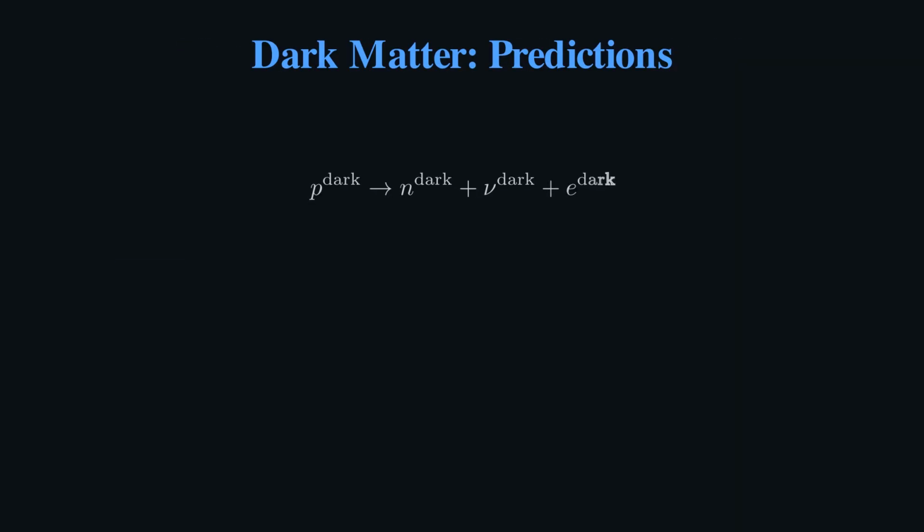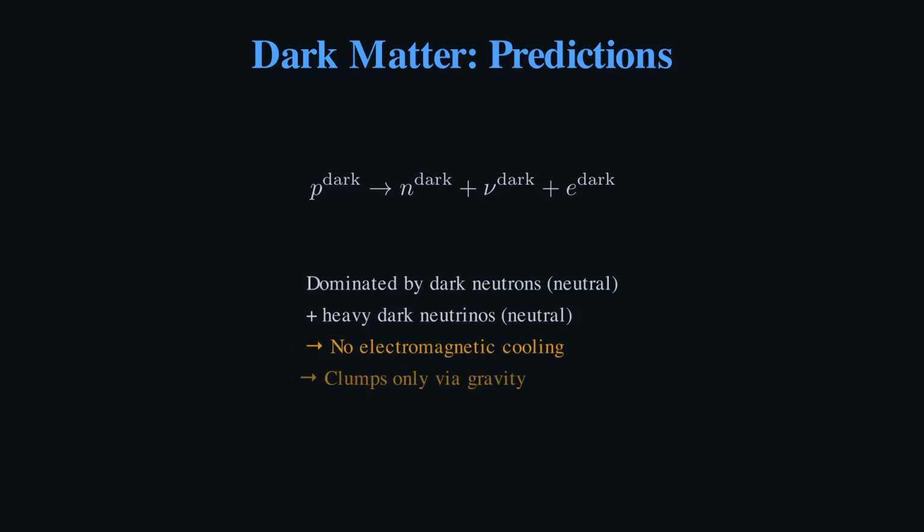Because the dark proton is heavier, it decays via beta-type processes into a dark neutron, a heavy dark neutrino, and a light dark positron. The dark relic is dominated by neutral particles, dark neutrons, and heavy dark neutrinos. They can't radiate electromagnetically, so structure formation proceeds only through gravity. This is exactly the behavior we observe for dark matter.